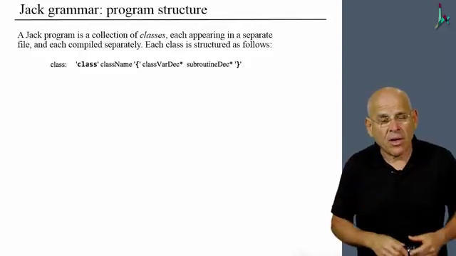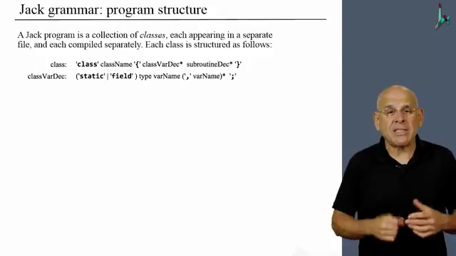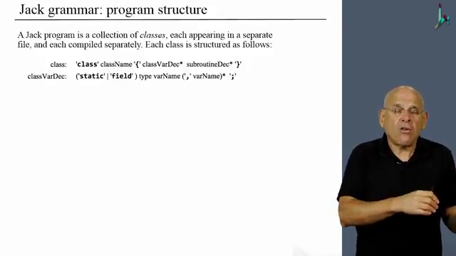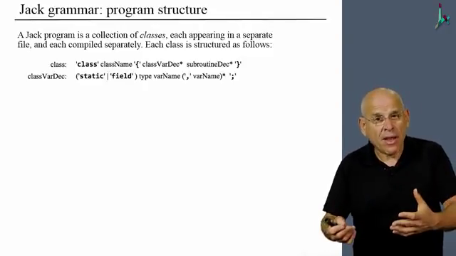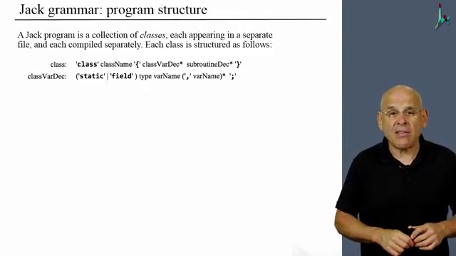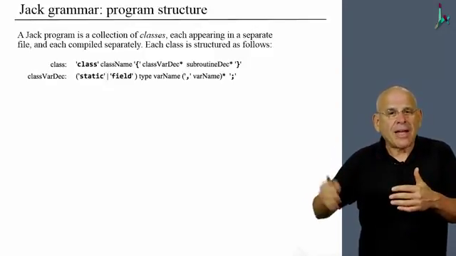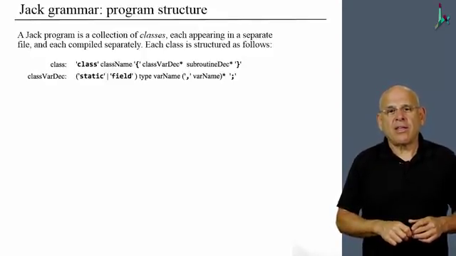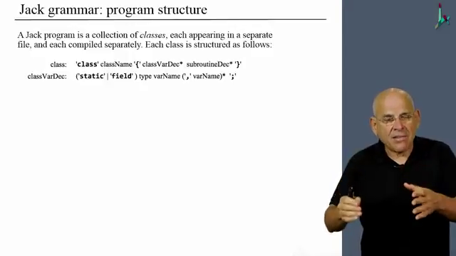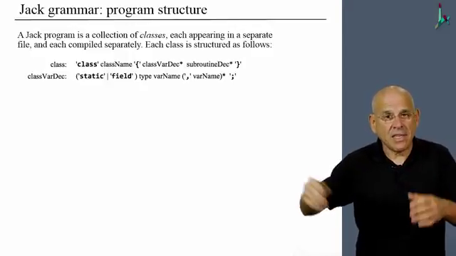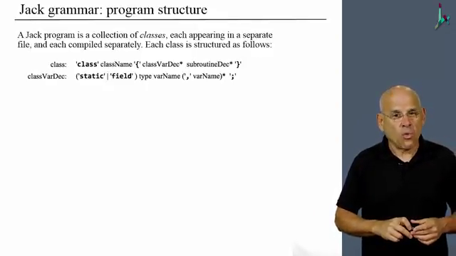Now, drilling into this definition, what is a class var dec? Well, it's either the keyword static or the keyword field followed by a type followed by a variable name, which, as you will see later on, is also an identifier. And then I might have 0 or more comma-separated additional variable names. So I can have something like static int x, comma, y, comma, z. This definition here will conform to this grammatical rule.